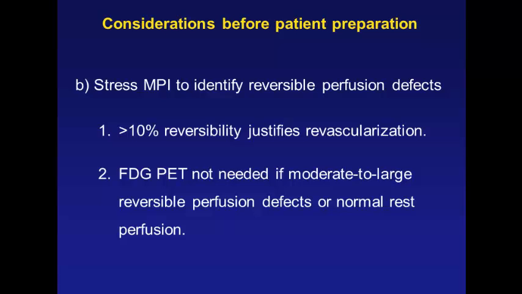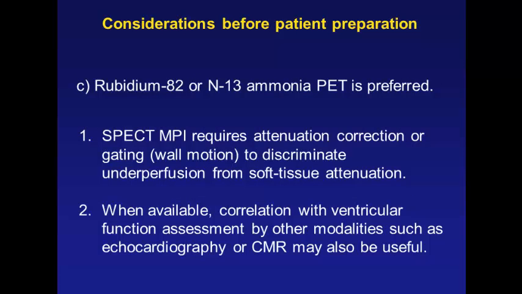If it's less than 10%, there is no good data to prove that this should be revascularized. There is no data at all for an active situation to prove that stenting is superior to medication, unless there is more than 10% and unless your FFR is pathologic, which shouldn't be measured, because I think we should do non-invasive testing before. FDG is not needed in moderate to large reversible perfusion defects.